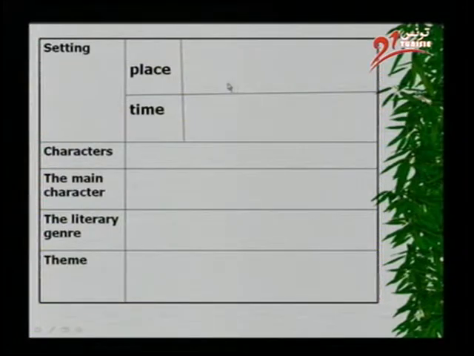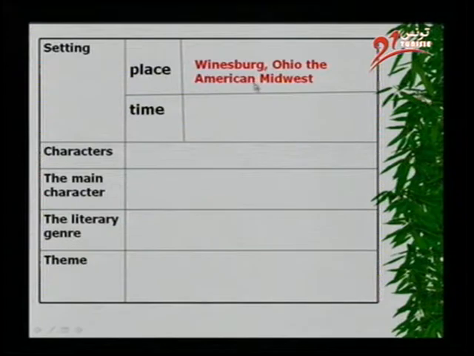You might take the theme you are interested in. Let's now focus back on the table that we have. The place, the setting. This is it: Winesburg, Ohio, the American Midwest. From the place, we understand Winesburg. You see here, Winesburg, comma, Ohio.